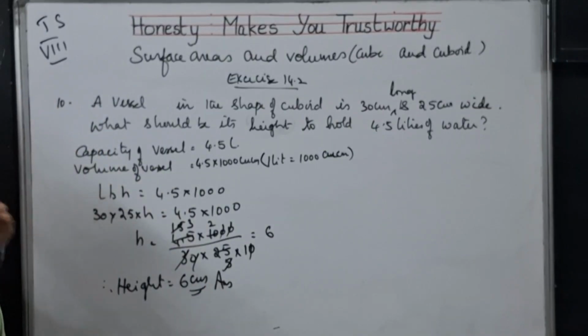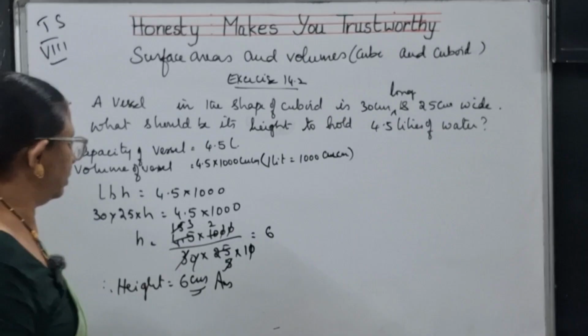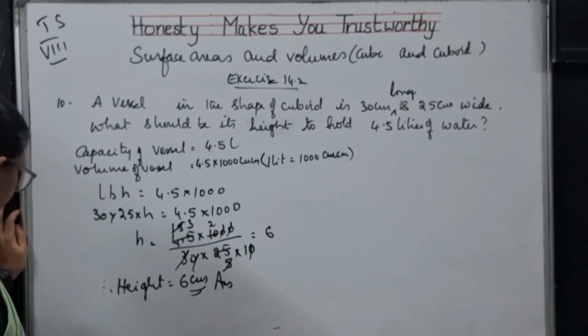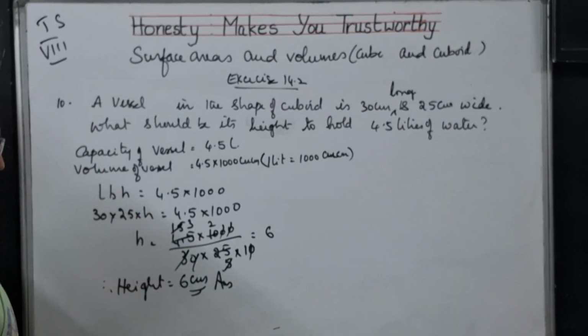This is the answer. If you do the calculation this way, it will be very easy, children. So I have done it in this way. So it's the 10th one. Let's go through it. With this, the chapter is completed. I will be doing the next chapter, a new chapter, in the next class.